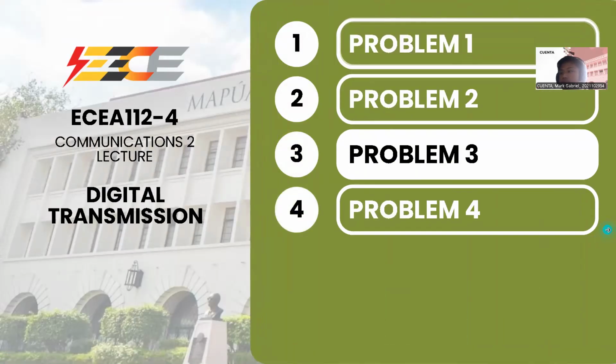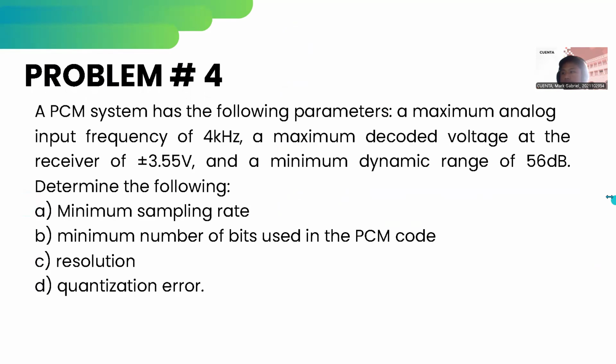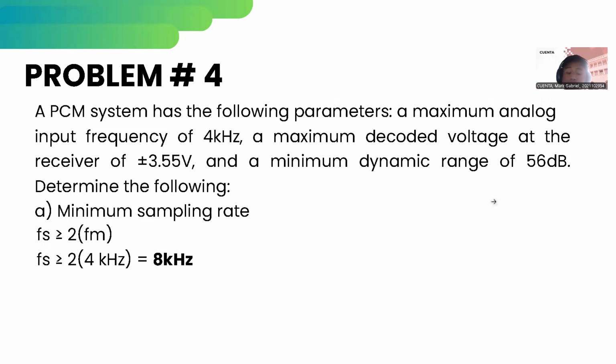Moving on to problem 4. The PCM system has the following parameters: a maximum analog input frequency of 4 kHz, a maximum decoded voltage at the receiver of positive negative 3.55 volts, and a minimum dynamic range of 56 decibels. Determine the following. First one is the minimum sampling rate. Fs is greater than or equal to 2 times Fm. Substitute the Fm, which is 4 kHz. So 2 times 4 is equal to 8 kHz, the minimum sampling rate.